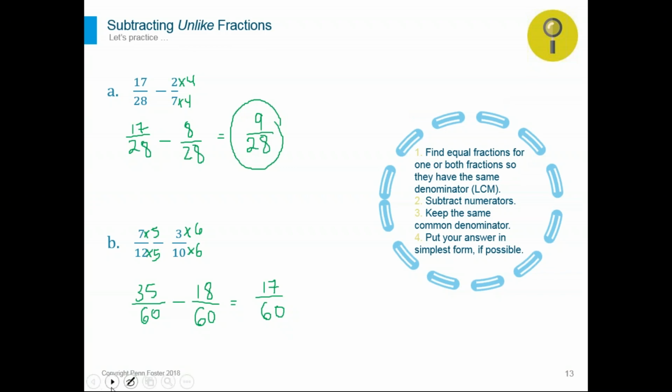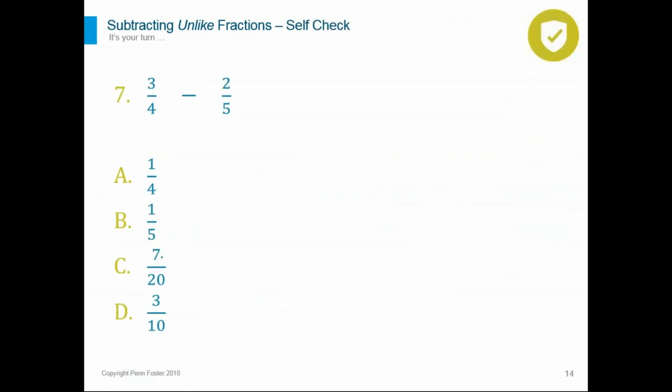Let's move on to a self-check problem. Again, 3 over 4 minus 2 over 5. Do you think we are going to change both fractions or one fraction? Is 5 a multiple of 4? Based on your answer to this little question, you will know if you have to change one or two fractions. Write down the problem again. If you have to do a manual way to find the common denominator, take the time to do that, and then decide on the common denominator.